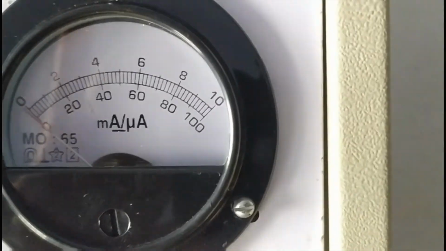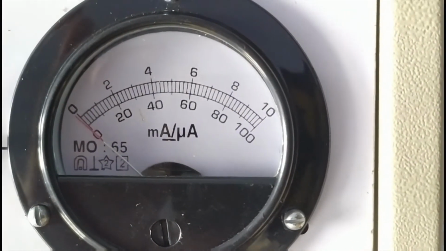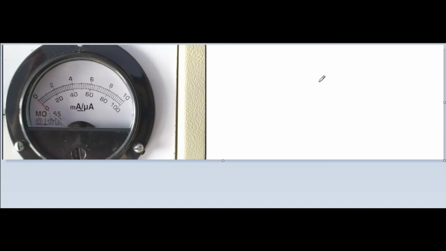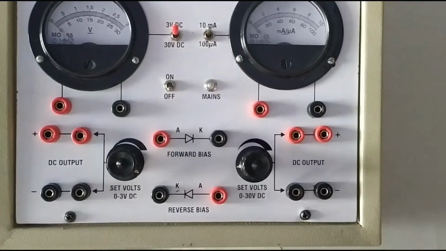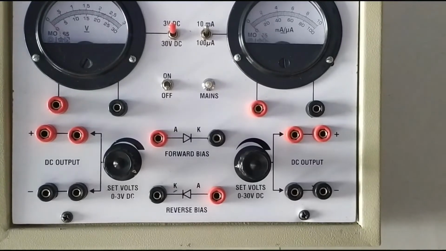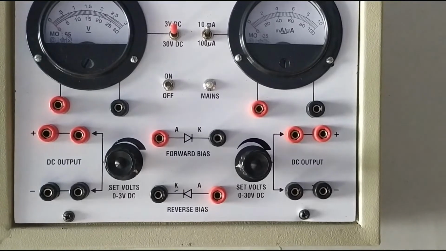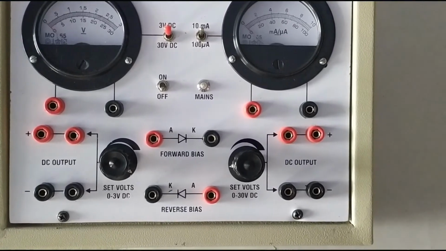Now evaluating least count for the ammeter for microampere scale. Now 10 units on ammeter scale is equal to 20 microamperes. 1 unit is equal to 20 by 10, that is 2 microamperes. So the least count of ammeter in case of reverse bias came out to be 2 microamperes. Now setting the knob of voltmeter to 30 volt and knob of ammeter to 100 microamperes.